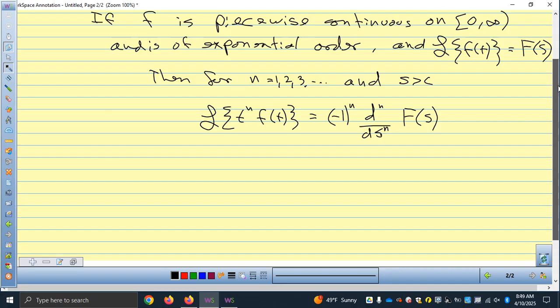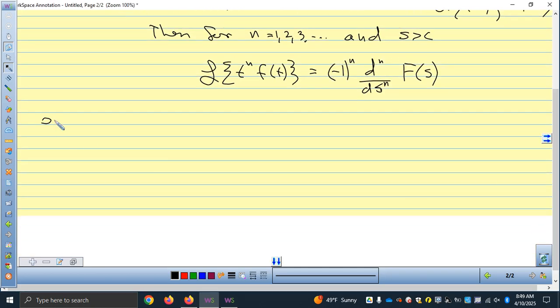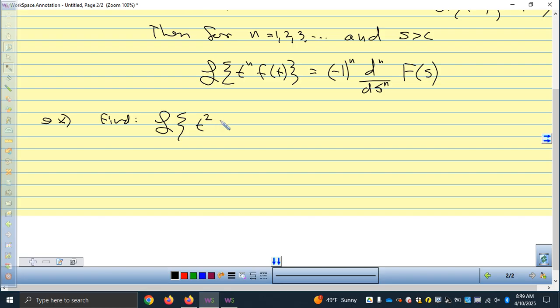All right, so questions, are we clear? Are we good on our theorem? It's not a particularly complicated theorem here. The challenge, the crux of these things, often for finding the Laplace transform, if we're not looking them up in a table, is doing these derivatives.